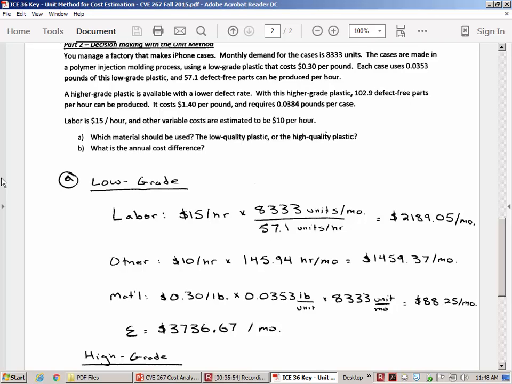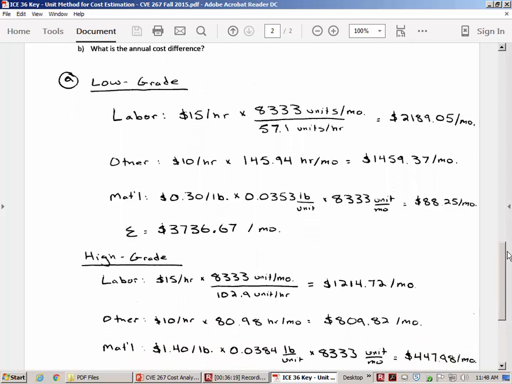And then there's also the cost of the plastic itself. That's the main thing that's different between these two processes: the high quality plastic is more expensive, but it's also taking less hours. So what this option boils down to is we're trying to see, is it better to work more hours and pay more for labor, or is it better to save money on labor by using the high grade plastic and then have more expensive plastic costs?